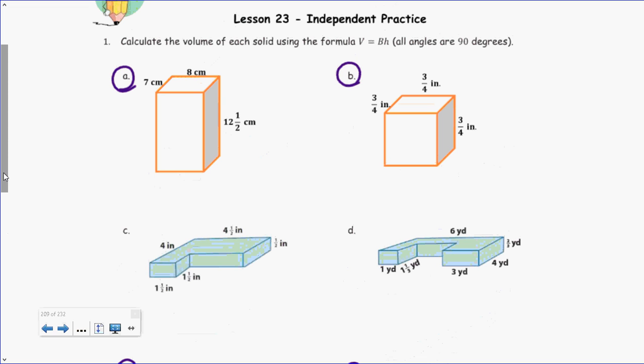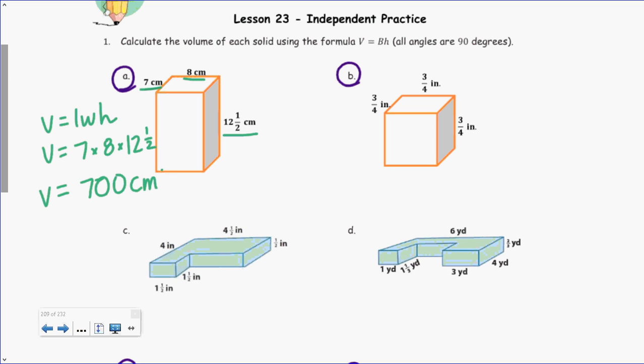Okay, so for A, we're going to use volume equals length times width times height because it's a rectangular prism. Okay, go ahead and plug in. You can always pause it if you'd like. Pretty simple because they give you 7, 8, and 12.5. So there's really nothing to guess on here. So go ahead and calculate that and see what you get. Okay, did you get 700 centimeters cubed?